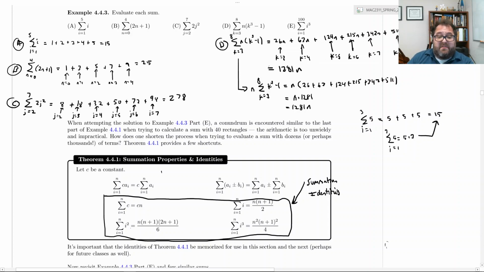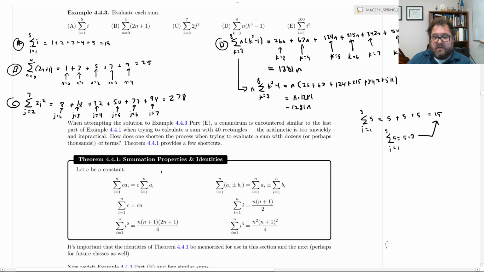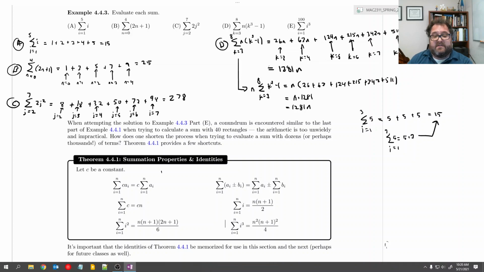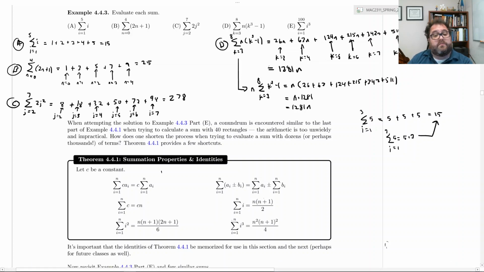This says the sum of the i squareds from 1 to n is n times n plus 1 times 2n plus 1 over 6. That just needs to be memorized. This one says the sum of i from i equals 1 to n is n times n plus 1 over 2. And the last one is talking about the cubes. This says the sum of the cubes from i equals 1 to n is n squared times n plus 1 squared over 4.